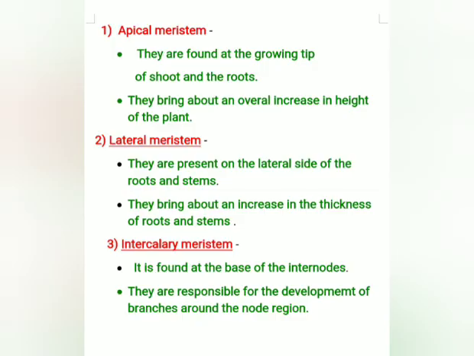Apical meristem is found at the tips of shoots and roots. They bring about an overall increase in height of the plant. Lateral meristem is present on the lateral side of the roots and stems. The function of lateral meristem is to increase the thickness of the roots and stems. Intercalary meristem is found at the base of the internodes. Between two nodes, internodes are present. They are responsible for the development of branches around the node region.